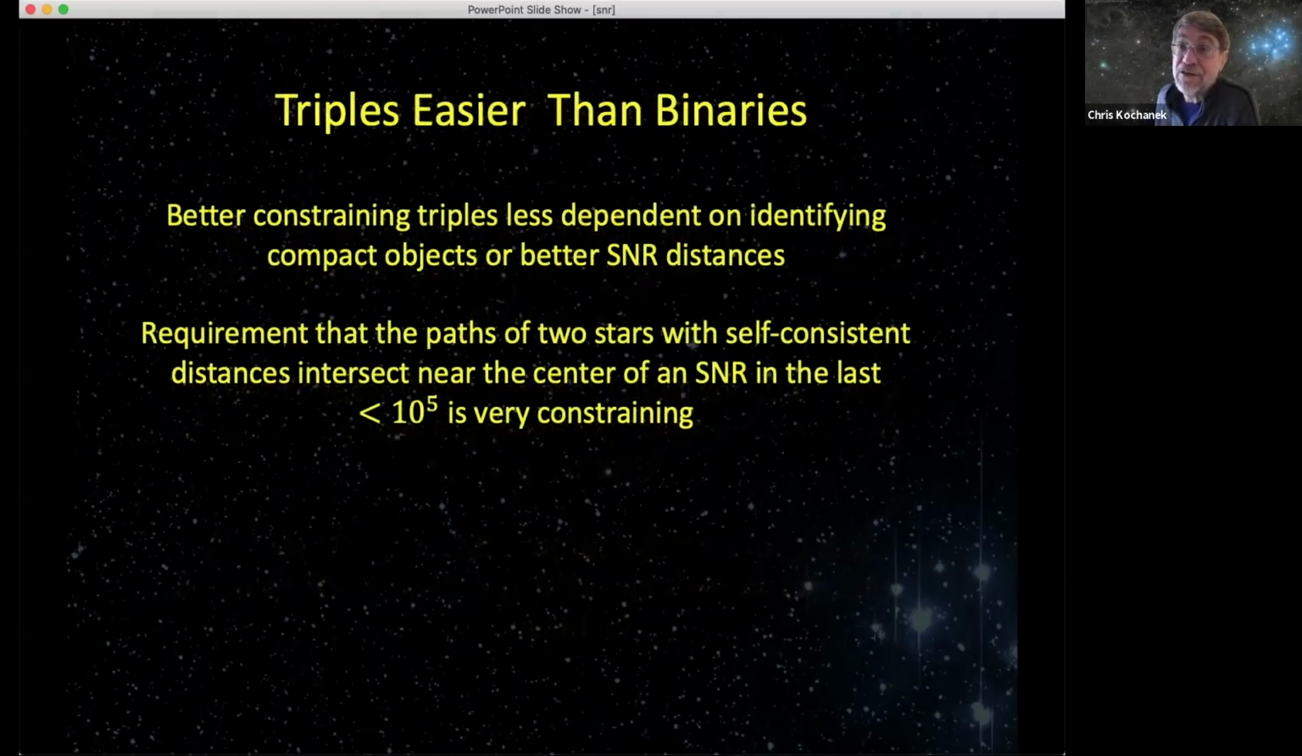Triples, funnily, are easier than binaries. With triples, you get to use 2 stars with Gaia parallaxes and proper motions. And having 2 stars that you have to back propagate and intersect at the same time with something else is a really strict requirement. And so in fact, it's relatively easy to significantly expand the number of systems searched for triples and improve those limits, just because having the 2 stars instead of the 1 star makes life so much easier.